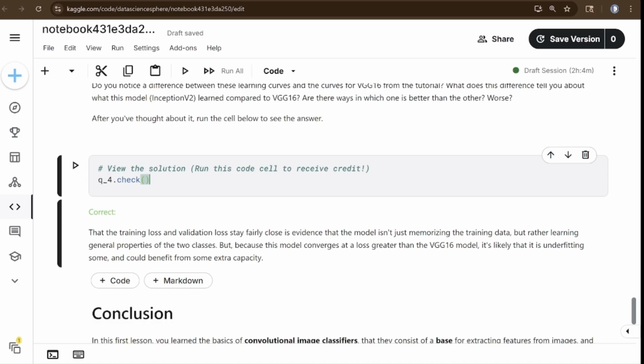That means you are reducing the overfitting. Okay, but because the model converges at a loss greater than the VGG16 model, it is likely that it is underfitting. So you have to balance both. You have to reduce overfitting and also reduce underfitting. Okay, so you have to understand which one is giving you the maximum benefits.